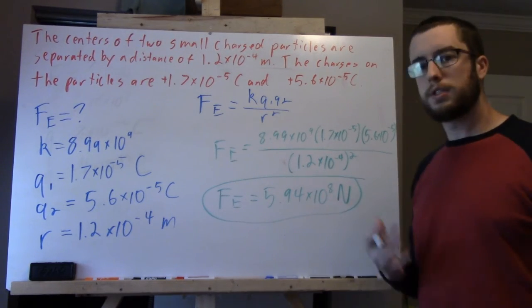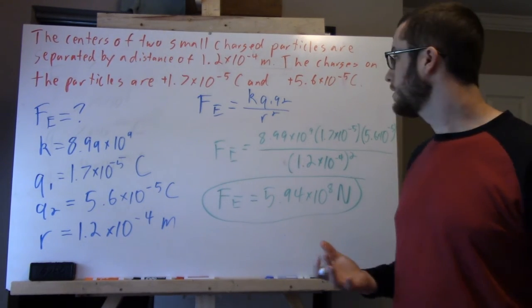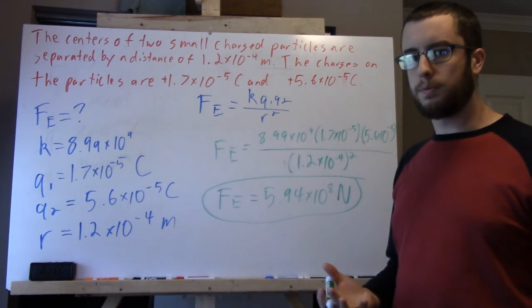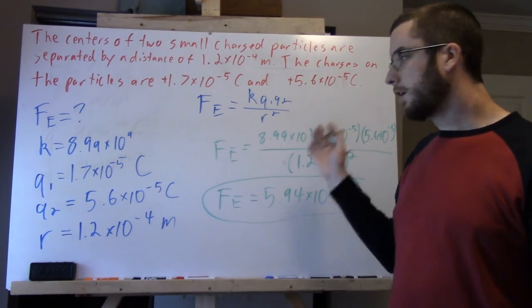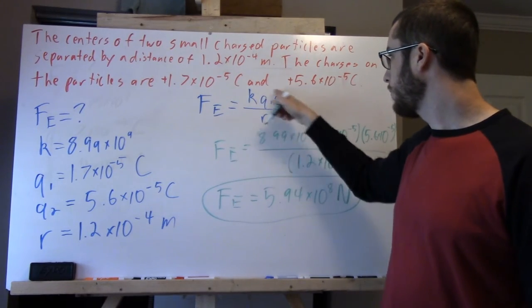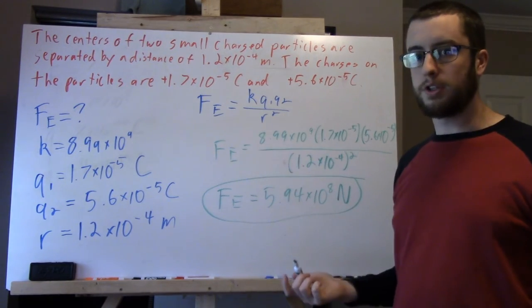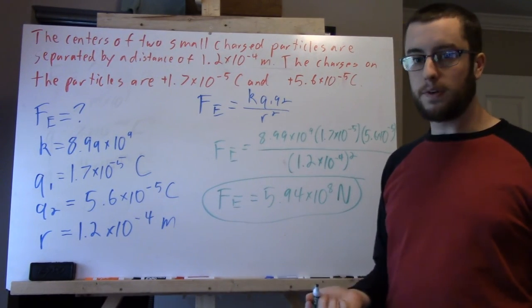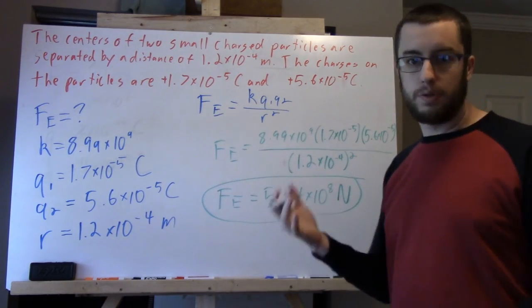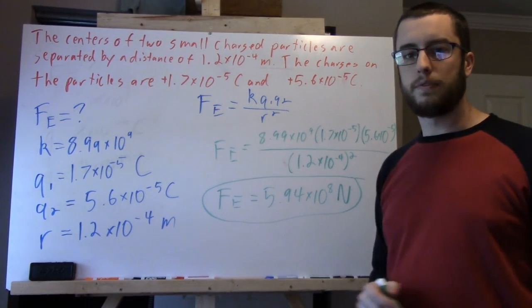So that's all there is to Coulomb's law. It's simply take what you know, plug it in, and solve for whatever it is you need to solve. We could have been given the force and then been looking for one of these. So maybe we don't know one of the charges on the objects, or we don't know how far apart they are. But with the force, we could again plug everything in and then just rearrange the equation to solve for our missing variable.